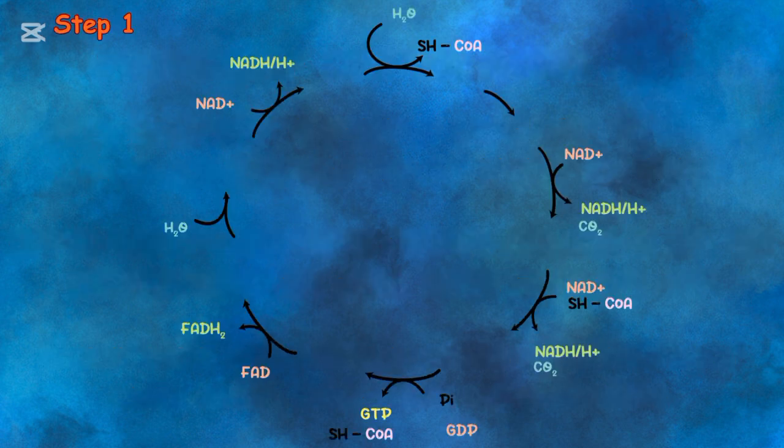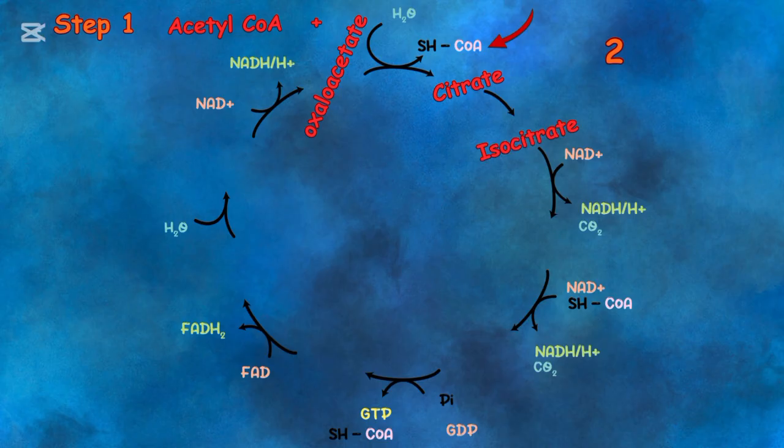Now, steps of the TCA cycle. In step 1, the 2-carbon acetyl CoA combines with a 4-carbon oxaloacetate, releasing the CoA group and forming a 6-carbon molecule called citrate. In step 2, citrate is converted to its isomer, isocitrate. This happens in a 2-part process where a water molecule is first removed and then added back, and this 2-step reaction is catalyzed by the enzyme aconitase.